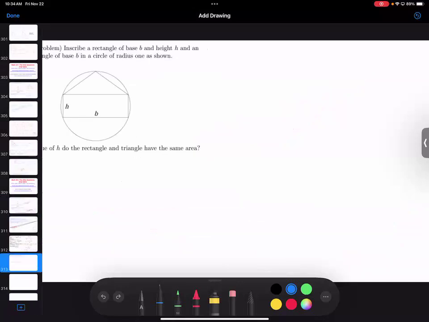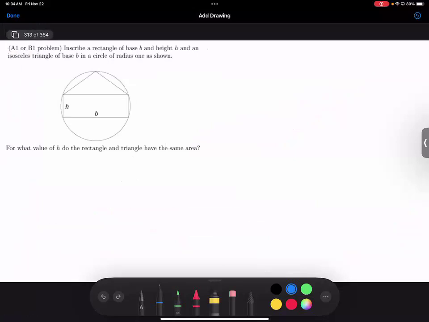Okay. So let's just talk a little bit about another problem, continuing our geometry theme. We want to inscribe a rectangle of base B and height h and an isosceles triangle of base B in a circle of radius 1 as shown. For what value of h do the rectangle and the triangle have the same area? So my first thought is it's strange that they're asking for what value of h. What might you expect them to ask?